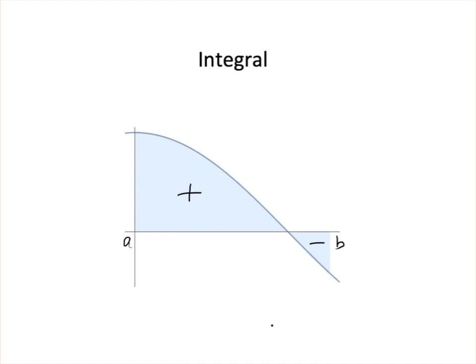If the graph is in the shape of a known geometric figure, like a semicircle or a trapezoid, and that geometric shape has a formula for its area, we can use that formula to find the integral. More generally, we define the integral as the limit of the Riemann sums.